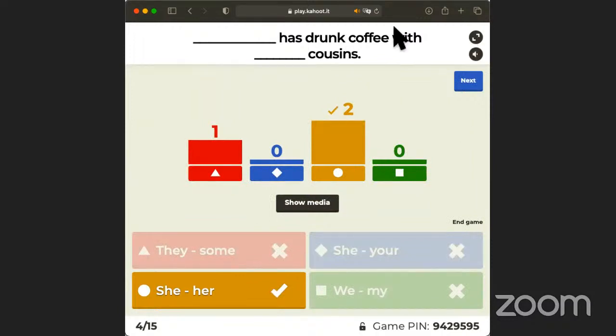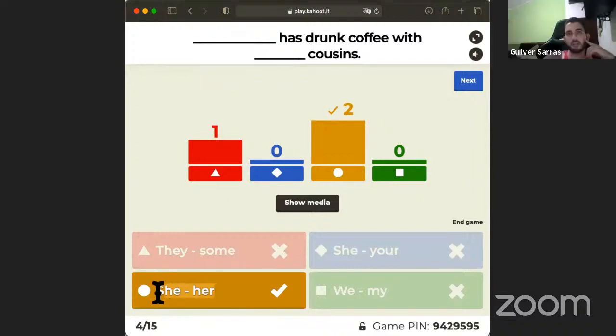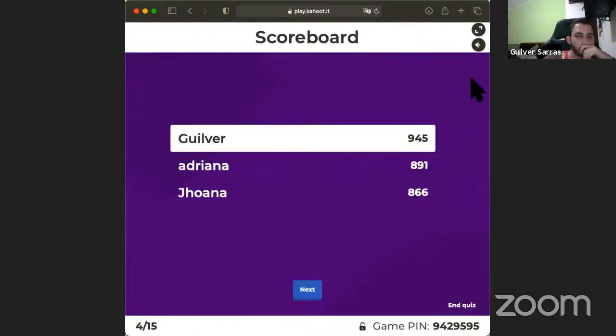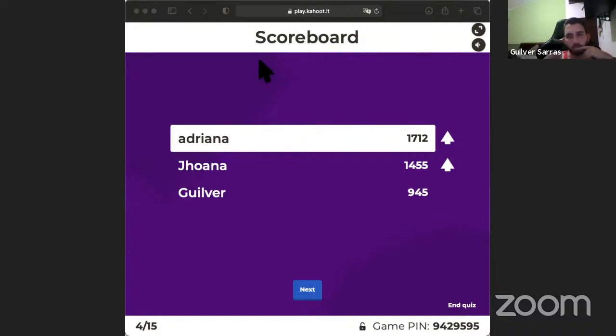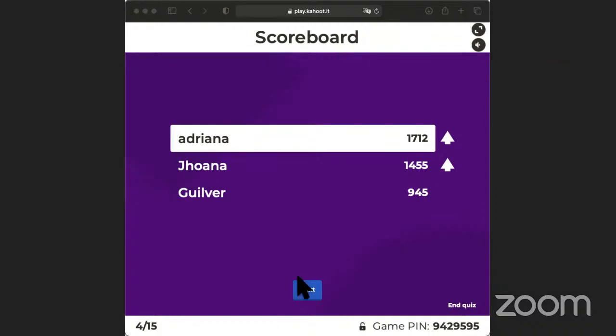Gilbert, can you read the statement? Fill in the blank spaces. She has drank coffee with her cousin. Excellent. Thank you very much. Next. Se escucha despacio. Oh, okay. Let me close something. Okay, can you hear me better now, guys? A little bit better? Ahora sí, teacher. Okay, great. Okay, next one.